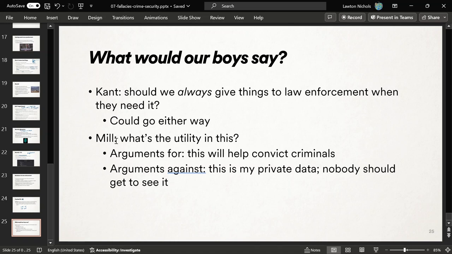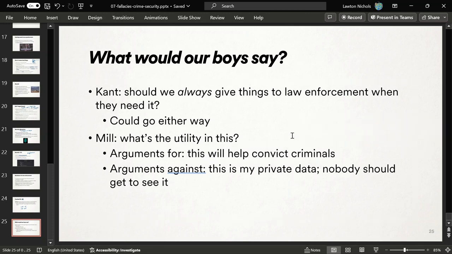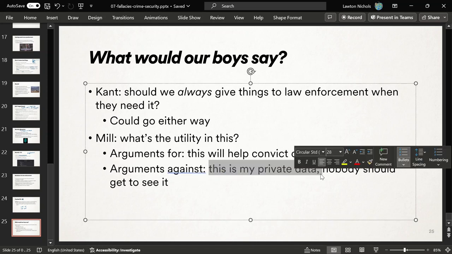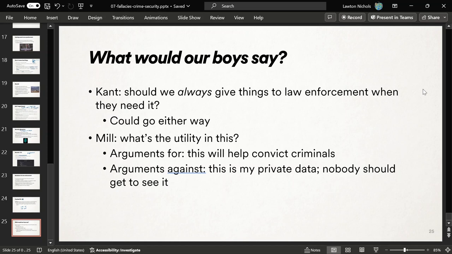And then Mill, what would a utilitarian say? He'd be like, what's the utility in this? What is the greater good? Which side is it on? Right? So he's going to make a pro and con list. What are the arguments for these backdoors? It's going to help save people, maybe. It's going to help convict criminals because we can get that information and bring it to trial. And then there's also cons to having backdoors. Like, this is private data. There should be a right to privacy. Nobody but the people that I give it to should be allowed to see it. Stuff like that.